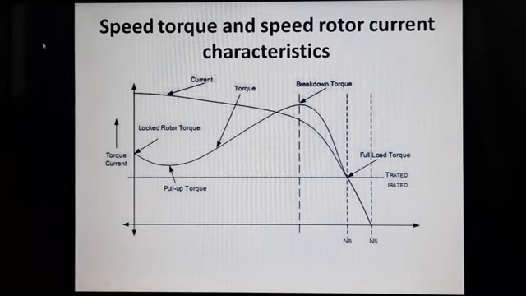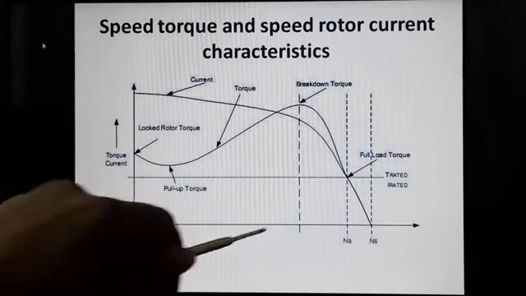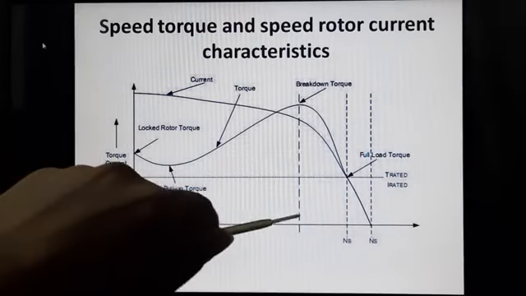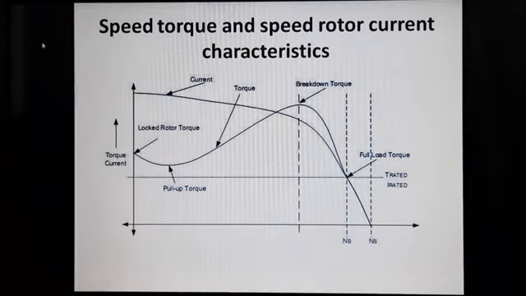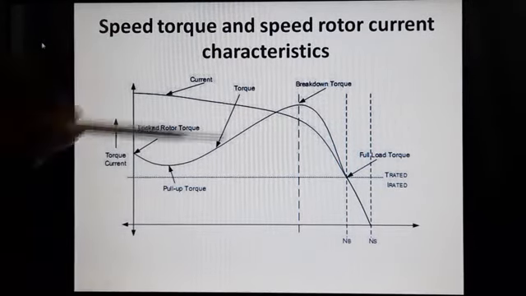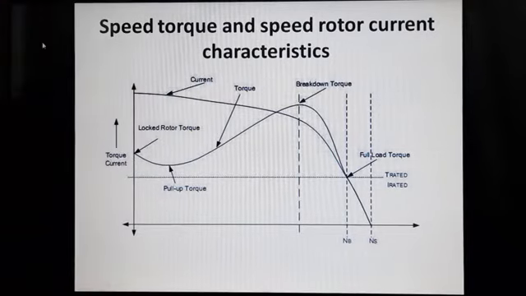That is what you can observe here in the high slip region. From here till here is the high slip region. As the value of slip is increasing, the value of torque is getting reduced. The maximum value of torque, which is indicated here, is also represented as breakdown torque.